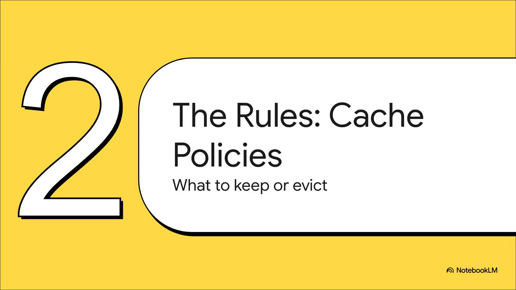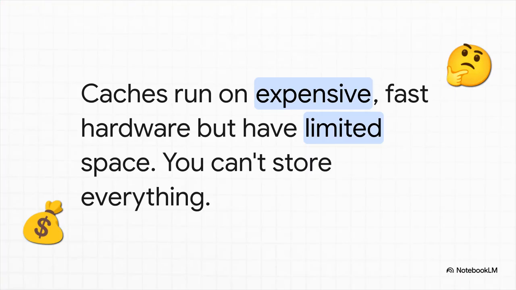Okay, so this all sounds amazing, right? But it leads us to the biggest challenge with caching. A cache is, by design, small. So, what happens when it gets full? You need some rules. You need a way to decide what to keep and what to throw away. And that's where cache policies come in. See, the whole reason caches are so fast is because they run on really expensive hardware, like RAM. And that stuff is way more expensive than your standard disk storage. So because of that cost, we just can't afford to make them huge. We can't store everything. It's a fundamental constraint.